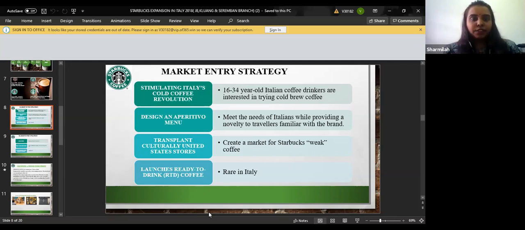So the result should determine that Starbucks has to adjust in some way to meet the Italian expectation, and so they did. They adjusted their menu to meet Italians' taste, followed by launching ready to drink coffee. It is rare in Italy, but growing in popularity. When you go in, your coffee will be ready, you grab it and go. Otherwise, they have to wait for a while. But Starbucks introduced this method, ready to drink coffee, to impress Italians.